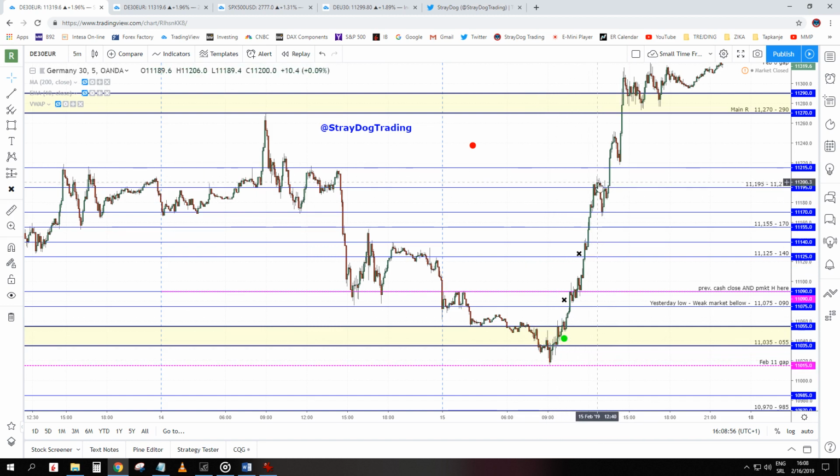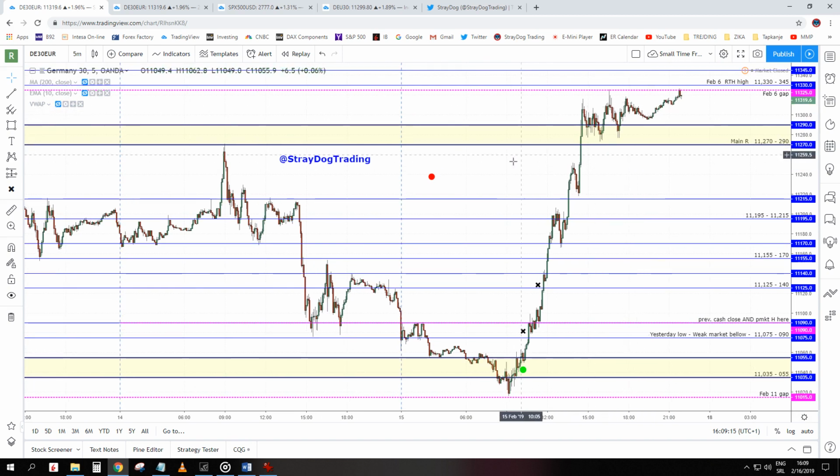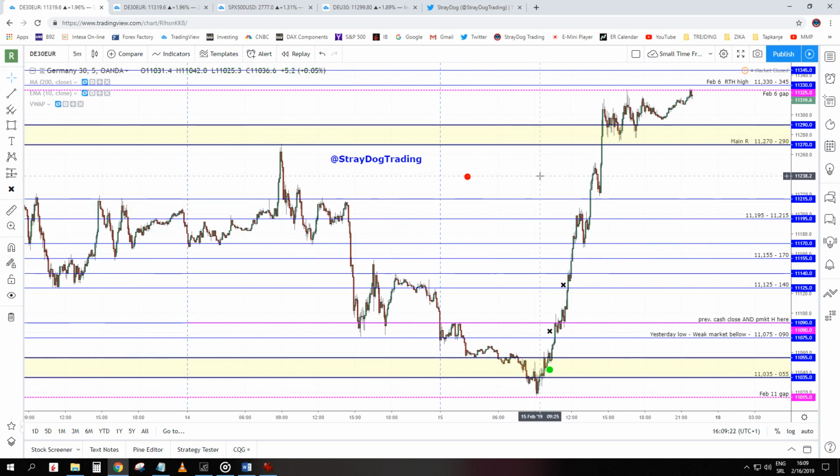Now, I have shown you, I wasn't really satisfied with how I personally played this day, because this was a huge move. I took only 30 points on the long and 20-25 here on the short, so basically like 50 points, and this was a move of like 250 points. So I wasn't really satisfied by that, but this can happen.